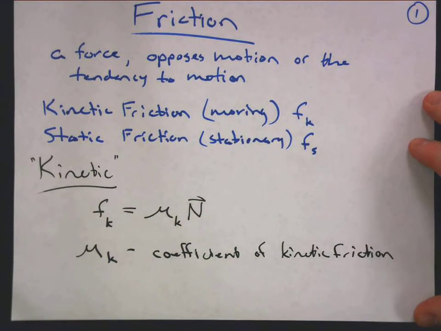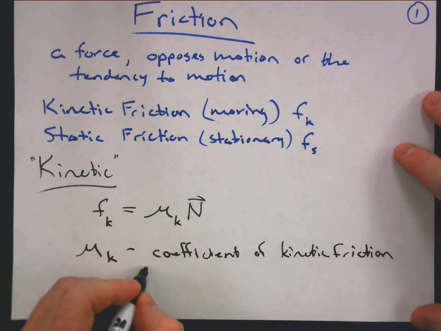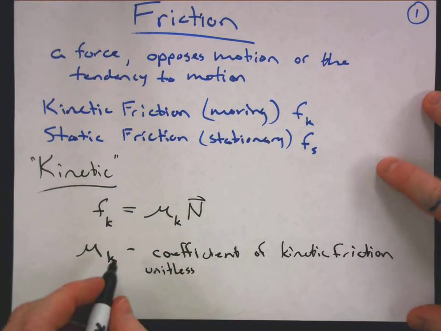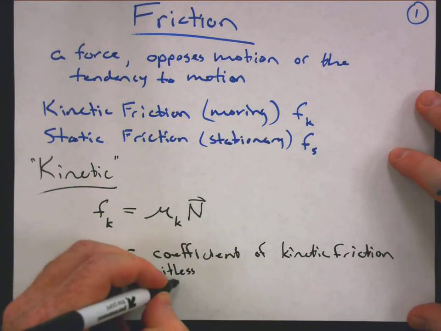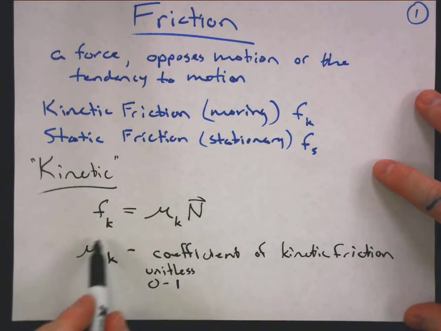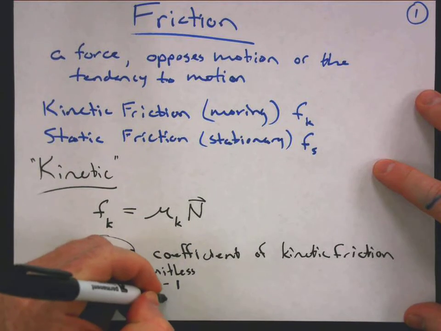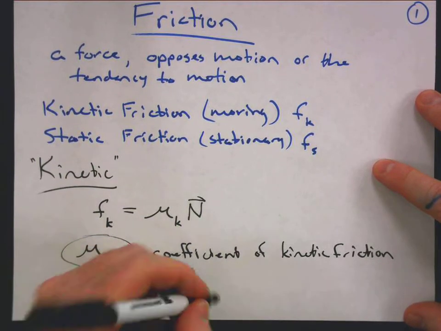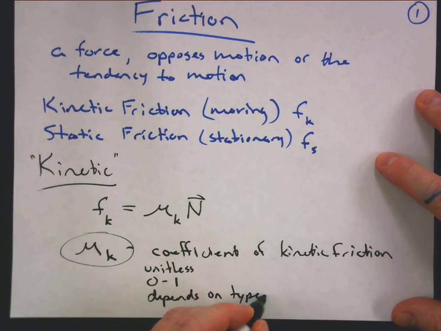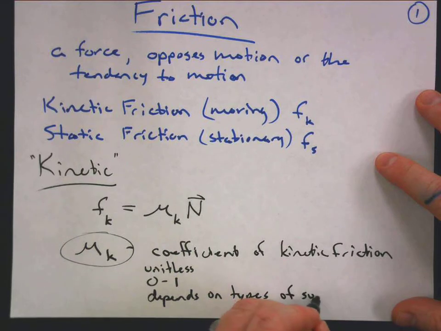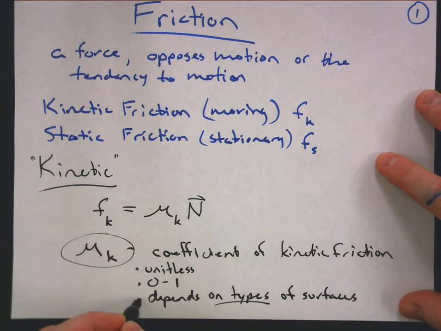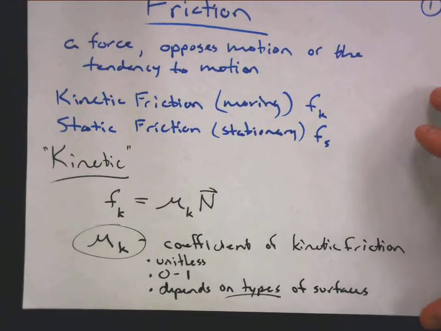Okay, so what about this? It is unitless, has no units. It is usually a value between 0 and 1. And what it depends on, this is an important part, is the types of surfaces in contact. So we have some basic information about this coefficient of kinetic friction.